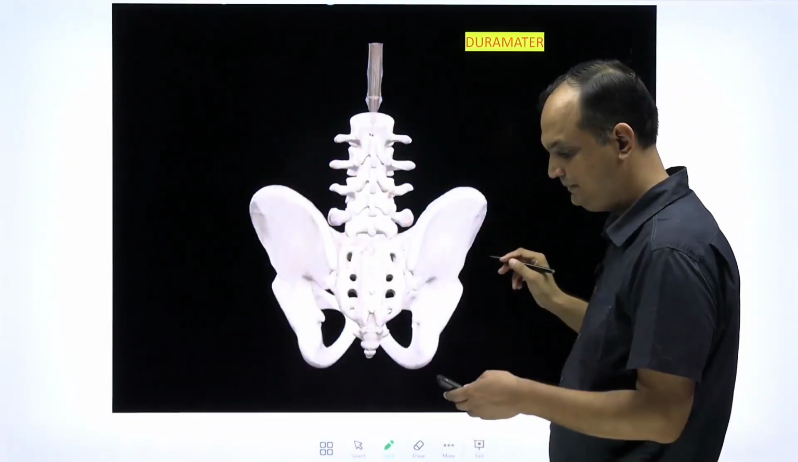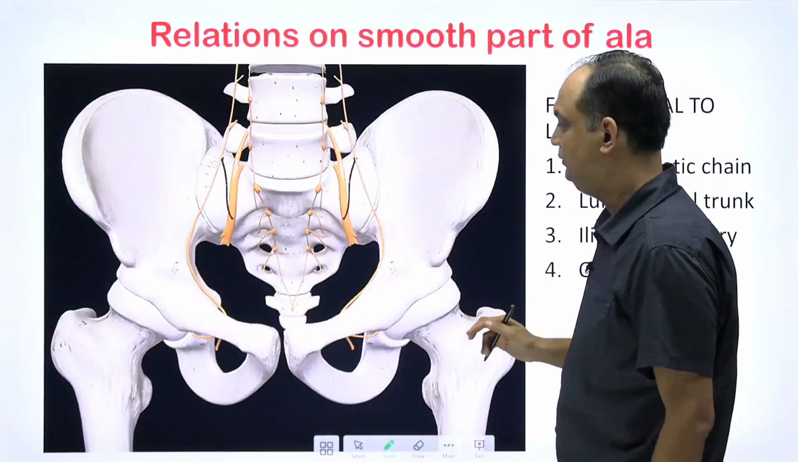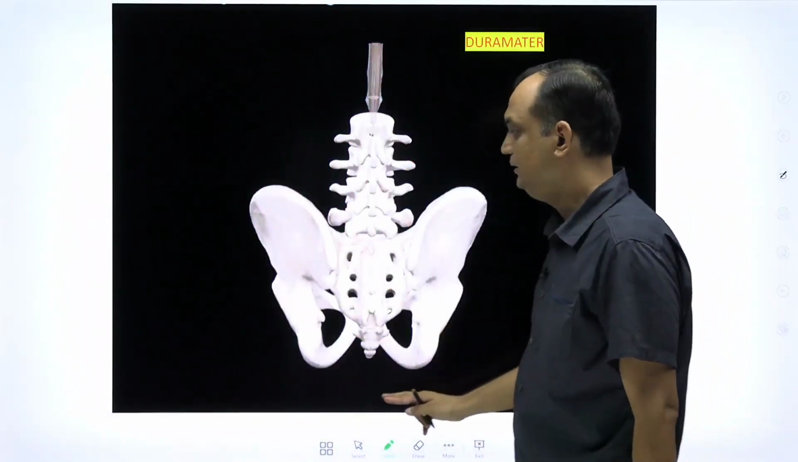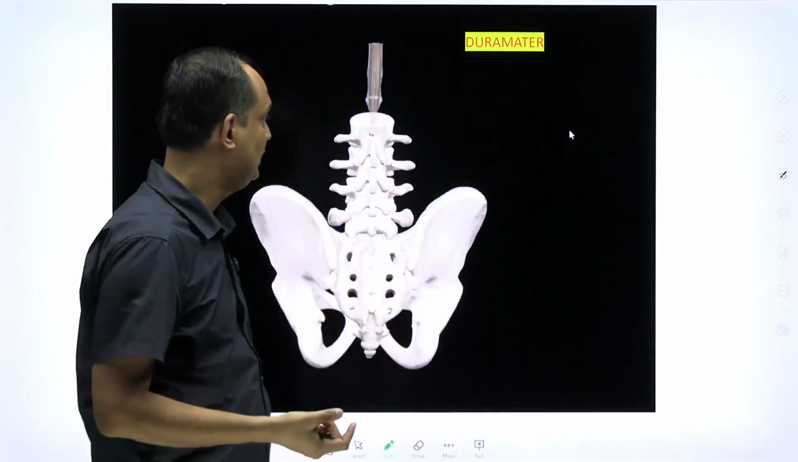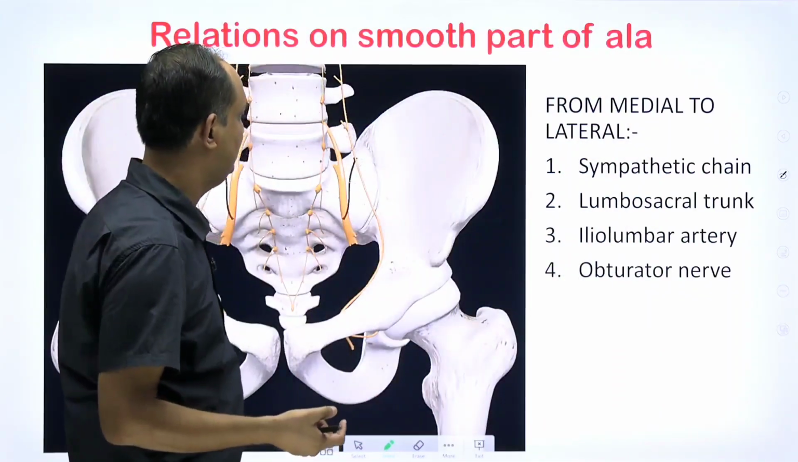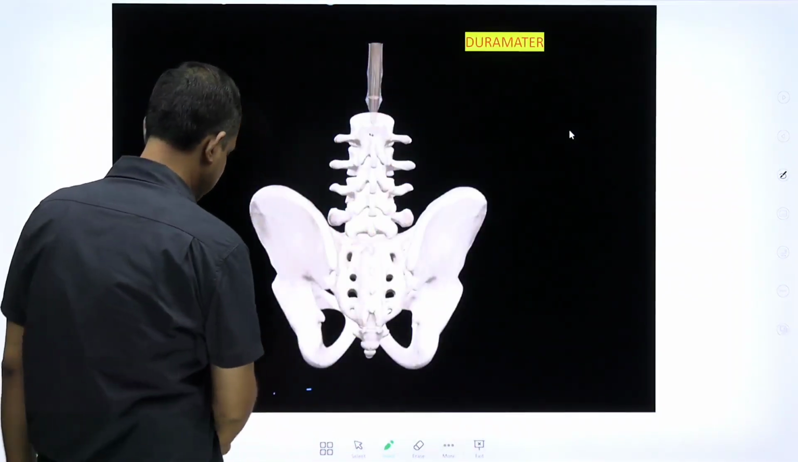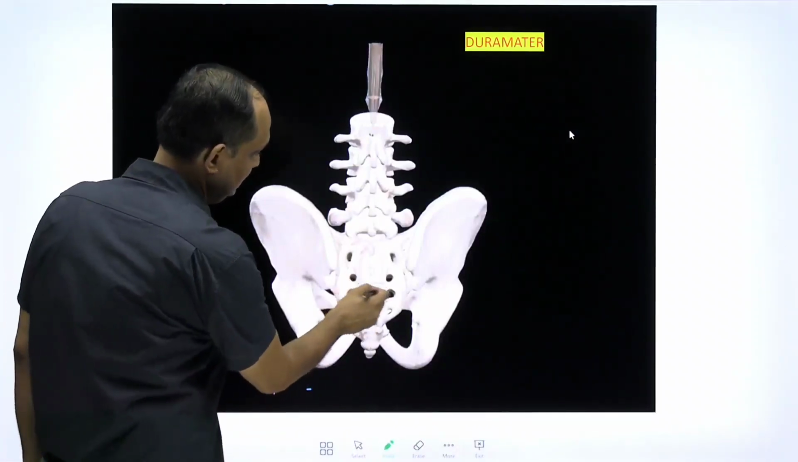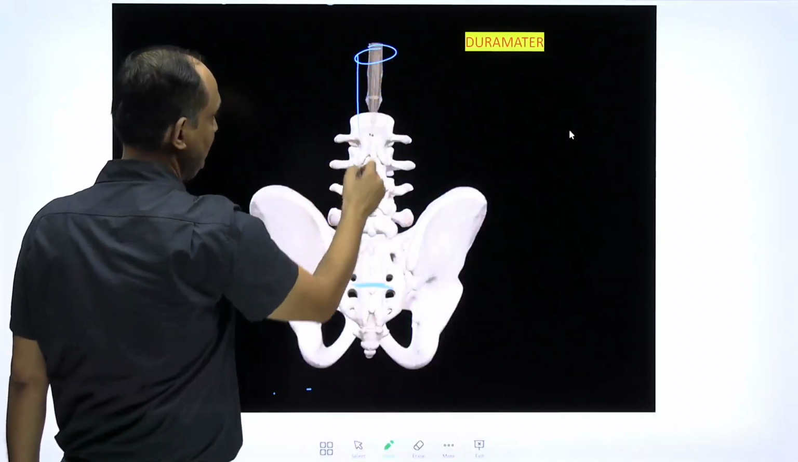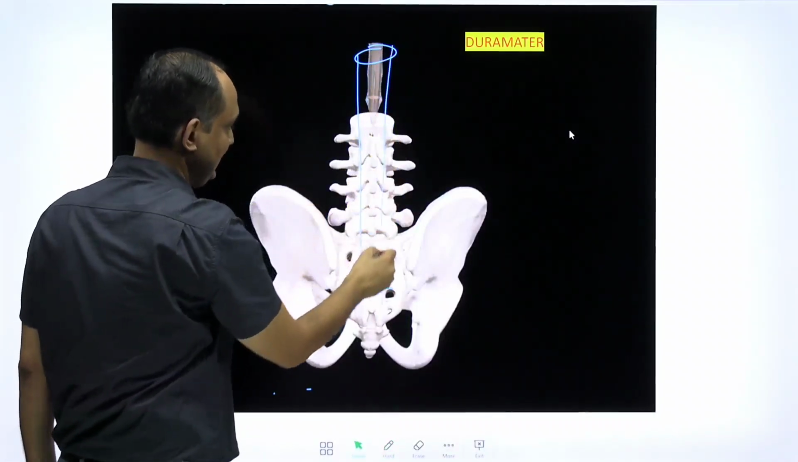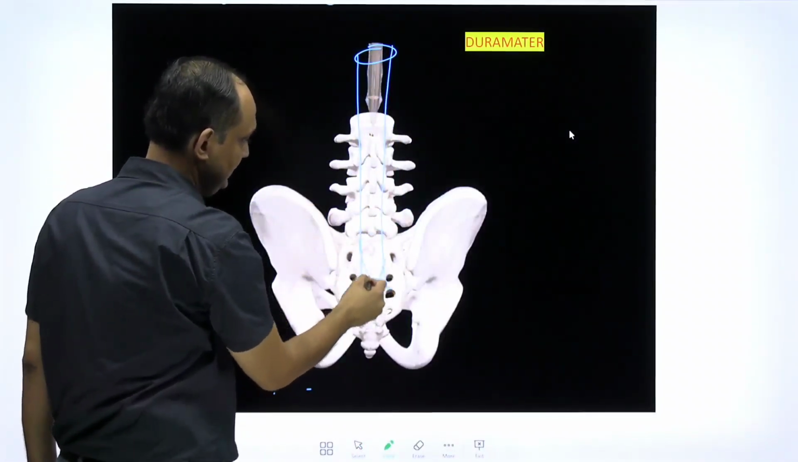Now here we have removed the sacrum, and this pipe is ending at this level. You have to keep in mind that when you talk about the presence of the dura mater, you should realize that it is not present in the whole length, but actually ends at the level of S2. This is surrounded by a pipe known as the dural sac, and this dural sac will end here.